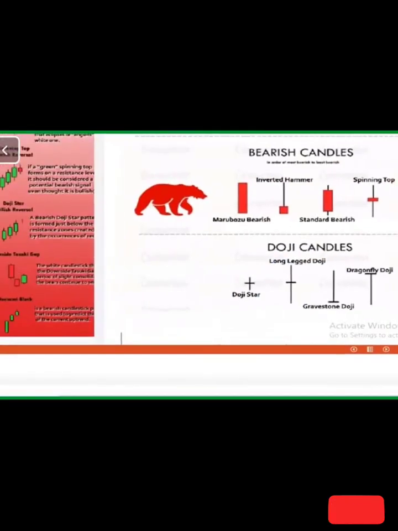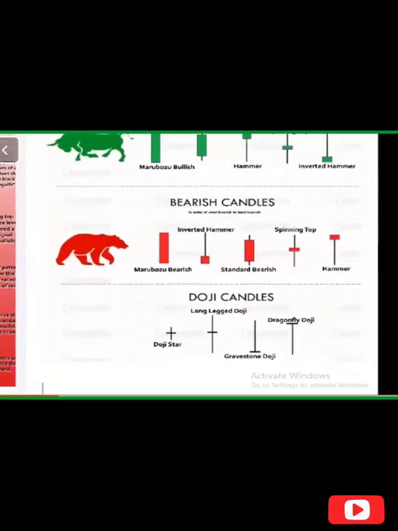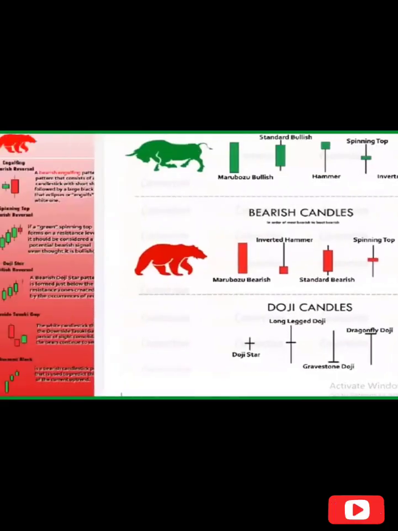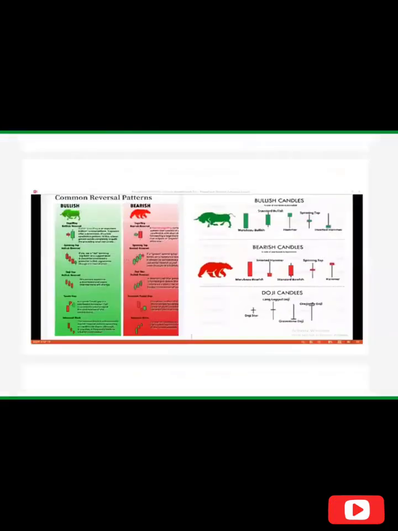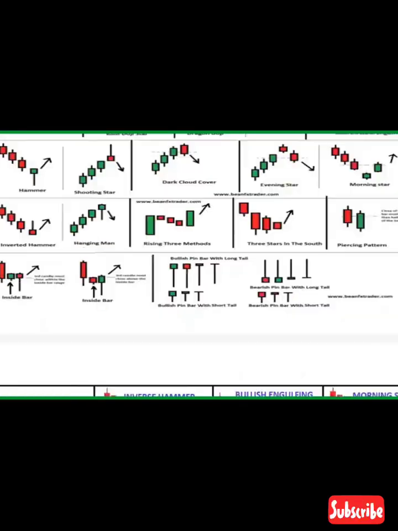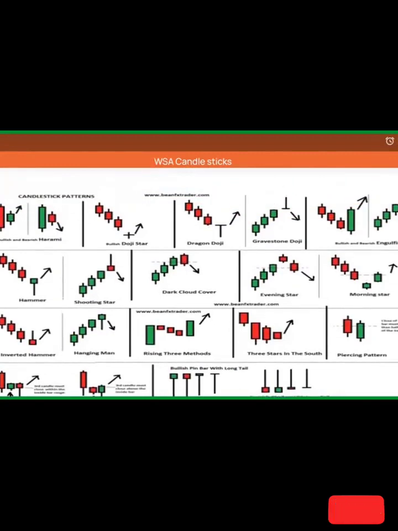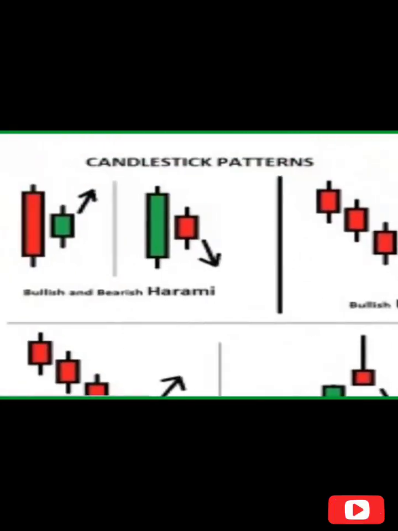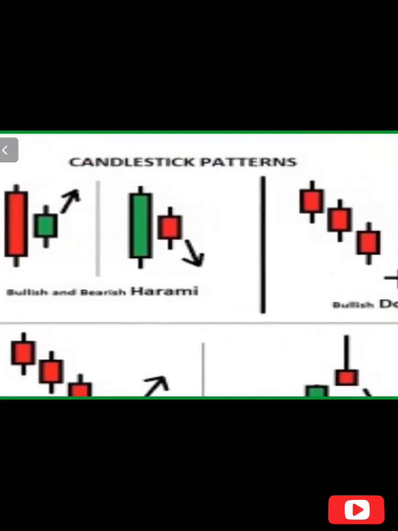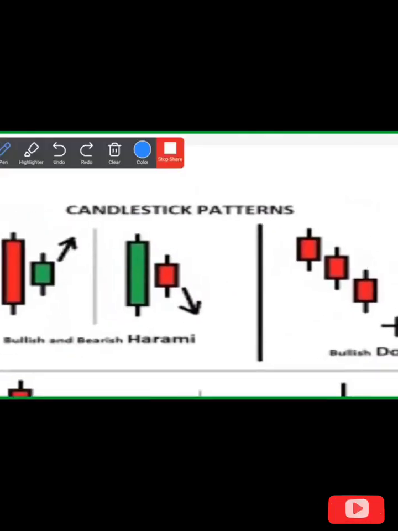If you want to become a very good trader, you have to be able to identify these guys on the chart. And how do you do that? Is when you try to what? Memorize them and try to locate them on the chart. Memorize and try to practice locating them on the chart. Look at the different candlestick patterns. I'll be dropping them so that you guys can print it and then use it to your advantage.